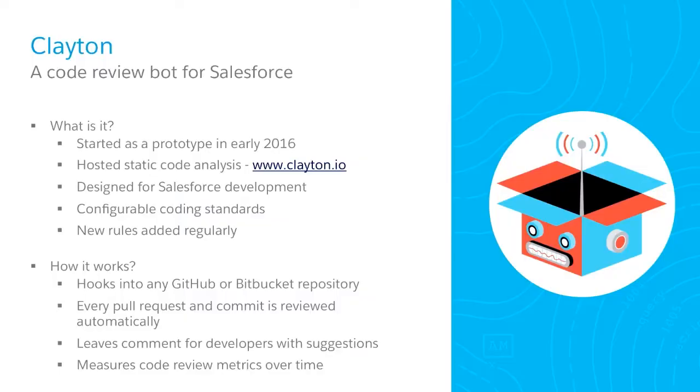So I came up with what I later called Clayton. I wanted it to sound like a person, so I just named it like it was a 5-minute thing. I started Clayton as a prototype early this year. And the idea was I wanted something very simple. Just a comment is good enough for me. I just want to make sure that bad code doesn't slip into the repo. And I want it to be hosted.